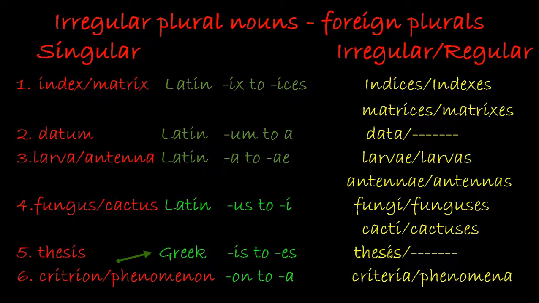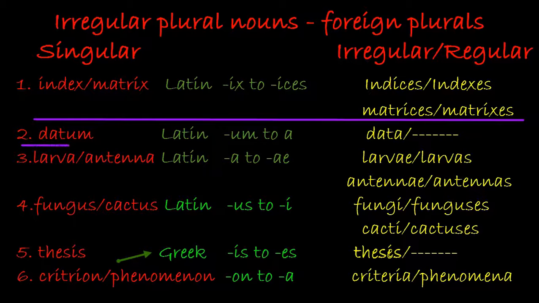So first one, you take a Latin word like index or matrix. The plural of that is not indexes or matrixes, but matrices or indices. So it's final ix to ices. Indexes is, again, the informal regular plural, but indices is the more formal irregular plural. Likewise, matrices.